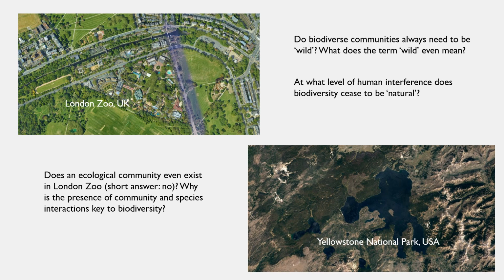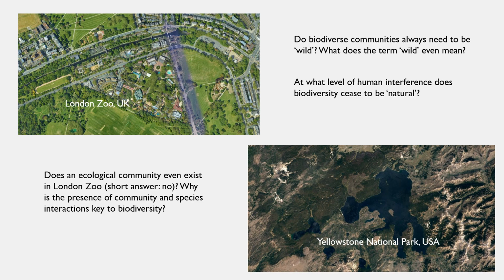Hopefully, what should be becoming obvious here is that when we're using the term biodiversity, it's not necessarily always an objectively used term. Within the field of geography, what we're doing is taking non-human concepts and applying human interpretations to them. So the term biodiversity itself is a way that we can interpret a certain phenomena we've observed in nature. So this should raise questions of, do biodiverse communities always need to be wild, and what does the term wild even mean in this case?